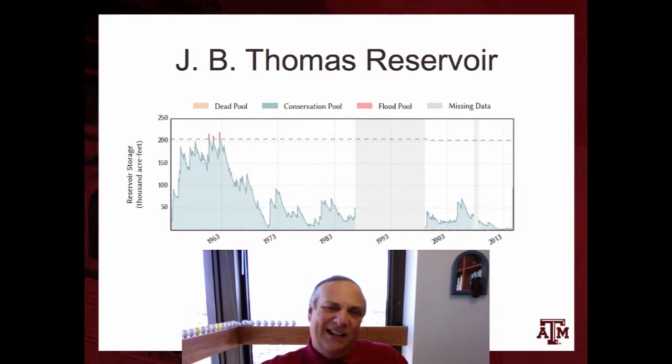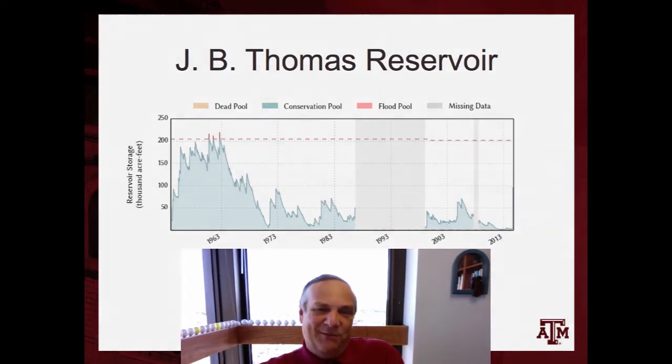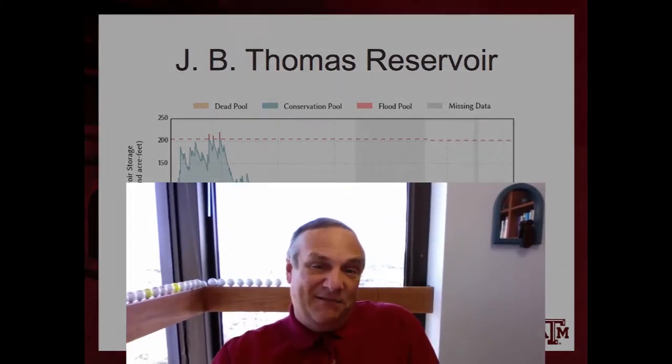So, unlike in East Texas, where you've got reliable rainfall and reasonably steady stream flow, streams are flowing constantly, West Texas flow is intermittent and much more erratic and flood prone.